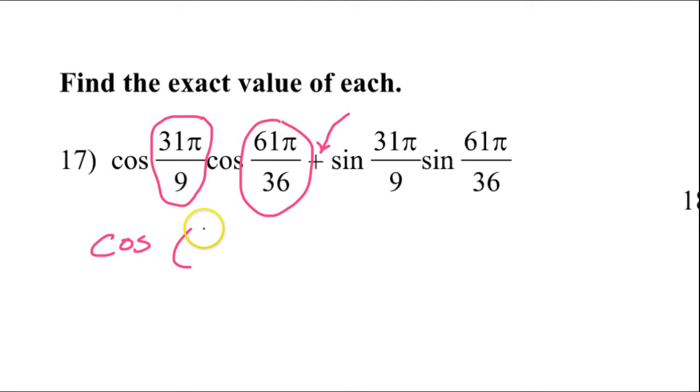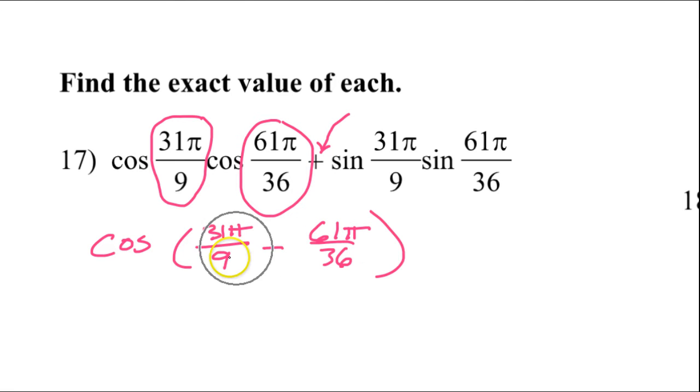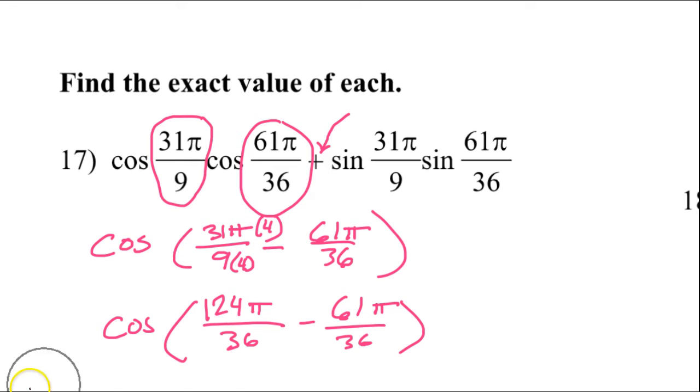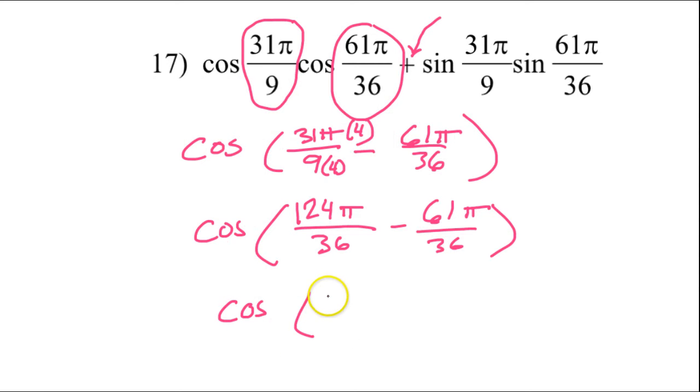So if this is addition, then when I rewrite it, it's going to be subtraction. So it'll be cosine of 31 pi over 9 minus 61 pi over 36. Now these do not have like denominators, so I really need to fix that by multiplying by 4. So this is going to be 124 pi over 36 minus 61 pi over 36. So that's going to be cosine of 63 pi over 36.